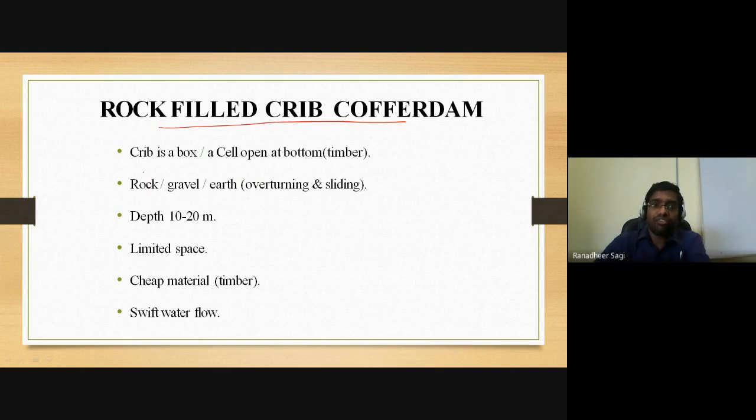Typically this kind of rock-filled crib cofferdam can be constructed up to depths of 10 to 20 meters above the surface of your ground. And the construction of rock-filled crib cofferdam can be limited to only smaller spaces. Only this kind of cofferdam construction can be done in relatively smaller spaces. And the construction of this rock-filled crib cofferdam is relatively cheap because the material most commonly used in the construction of the box-shaped structure, that is, your crib, is timber, which is very commonly available everywhere.